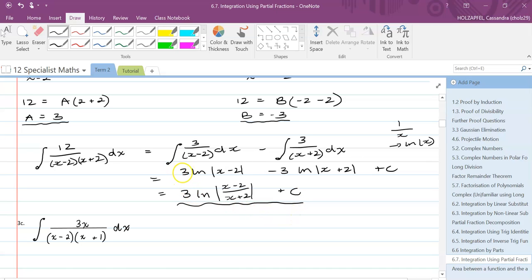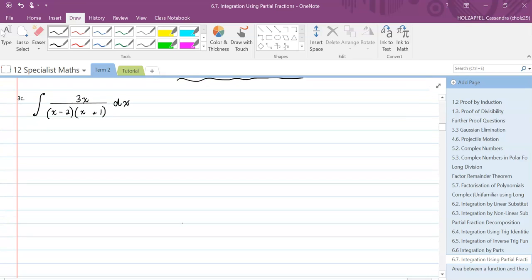So all I've done, just to clarify, is I factored that 3 out the front of both of my terms. And then when we subtract logs, that's the same as dividing one function by the other. So that's how I got my final result for that question.